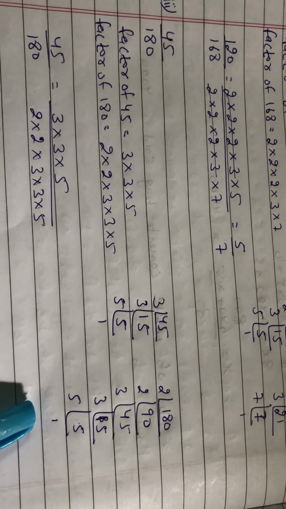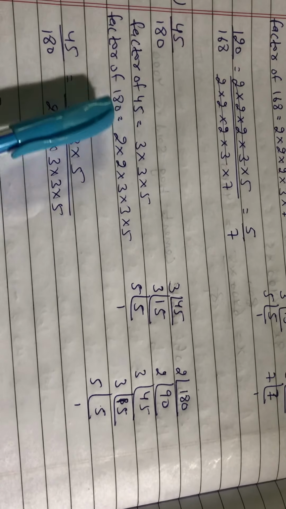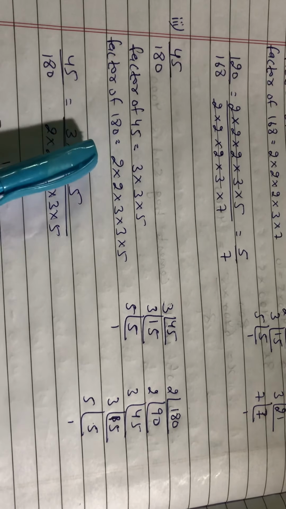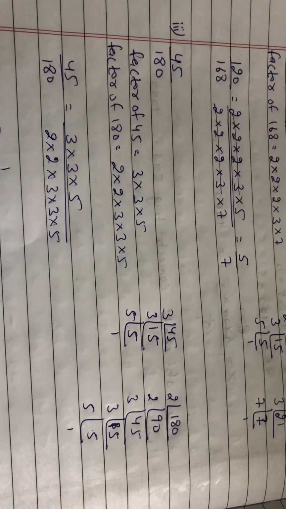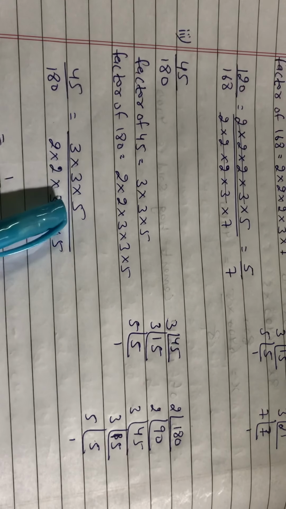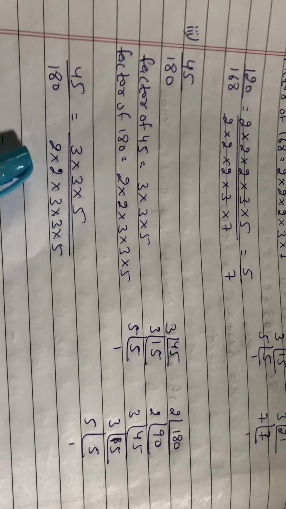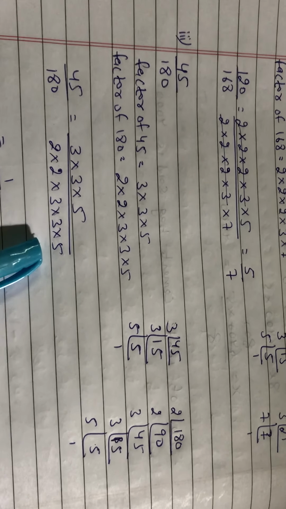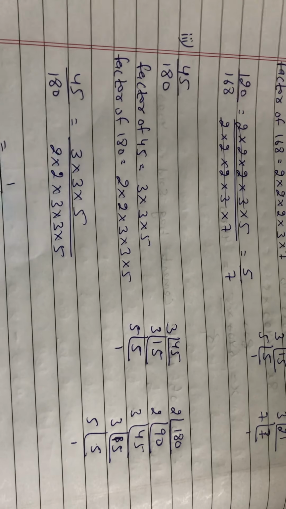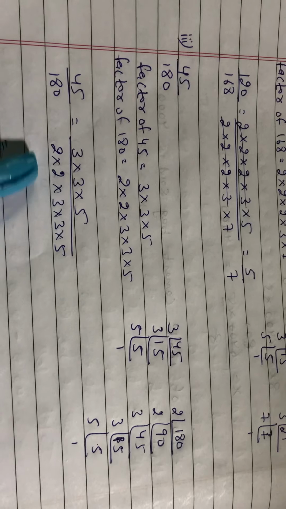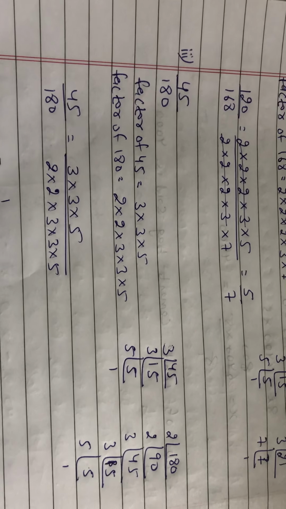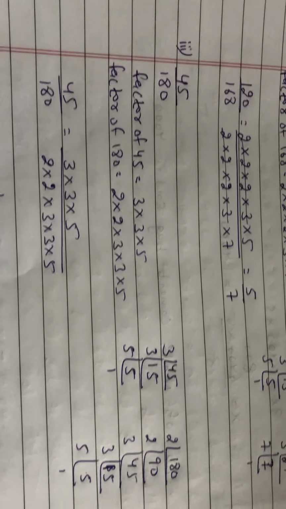5 ones are 5. So the factors of 45 is equals to 3 into 3 into 5, and factors of 180 is equals to 2 into 2 into 3 into 3 into 5. So 45 upon 180 can be written as 3 into 3 into 5 upon 2 into 2 into 3 into 3 into 5. So cancelling both the 3s and 5 in numerator and denominator, the numerator becomes 1, and in denominator 2 into 2 is 4. So the simplest form, the lowest form of 45 by 180 is 1 by 4.